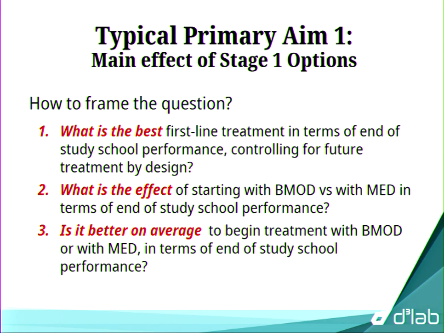Or you can say that you want to know what is the effect of starting with BMOD compared to medication in terms of end-of-study school performance. Or you can say that you want to know, is it better on average to begin the treatment with BMOD or with medication in terms of end-of-study school performance. This is exactly the same thing, right? It means that you're interested in comparing the first stage intervention options, averaging over subsequent treatments for responders and non-responders. That's what it means. So far, so good?